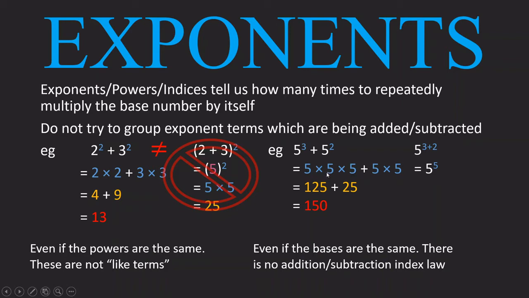Here I have 3 5's multiplied together, added to another 2 5's multiplied together. 5 5's multiplied together would be 5 times 5 is 25, times another 5 is 125, times another 5 is 625, times another 5 is 3,125. There is a huge difference between these two questions. So as we can see, we cannot group these index terms.